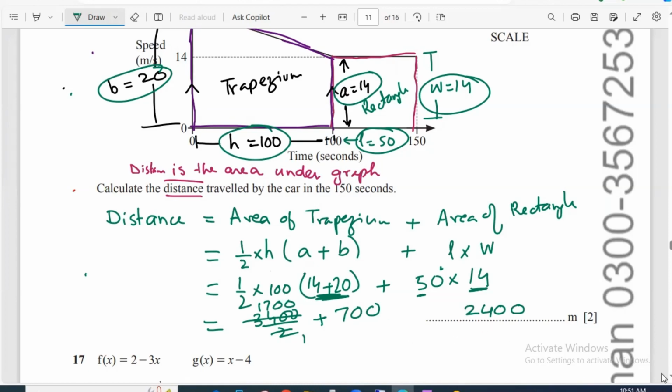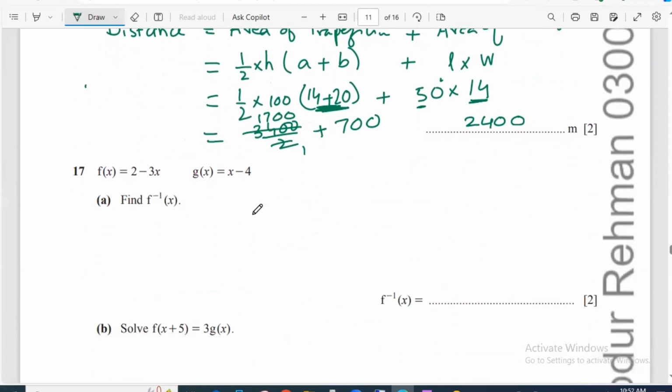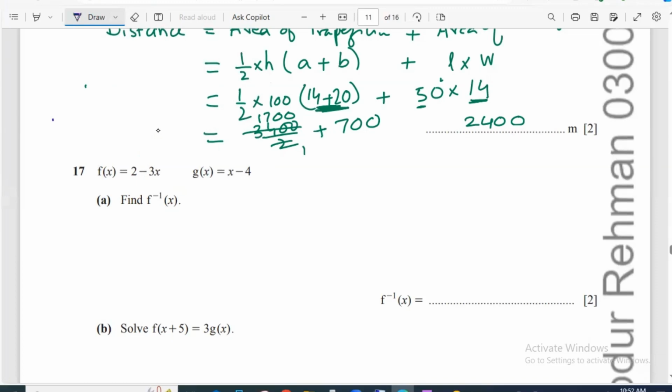Now move on to question number 17. f of x is equal to 2 minus 3x, g of x equals x minus 4. This is a topic from functions, and you have to find f inverse of x. So let's recall the steps to find f inverse. f of x equals 2 minus 3x.